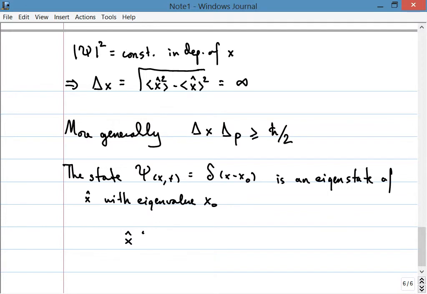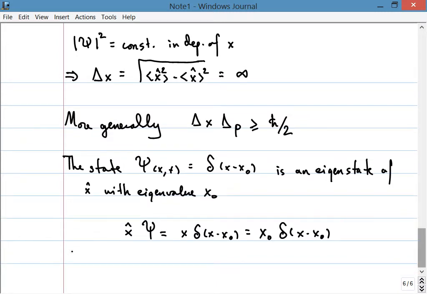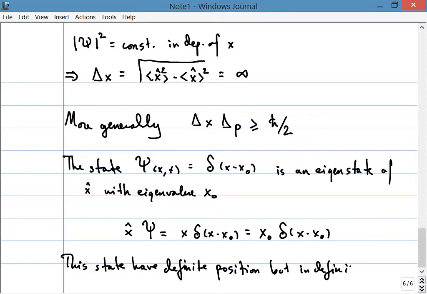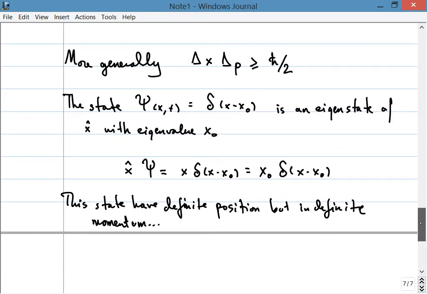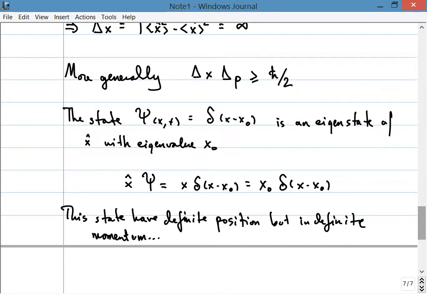Well, the operator x hat acting on psi just takes it and multiplies it by the function x, so that's x times the delta function. But since that delta function is 0 when x is not equal to x naught, that's just x naught times the delta function. And so this state has definite position, but indefinite momentum. Just as the plane wave had definite momentum and indefinite position.